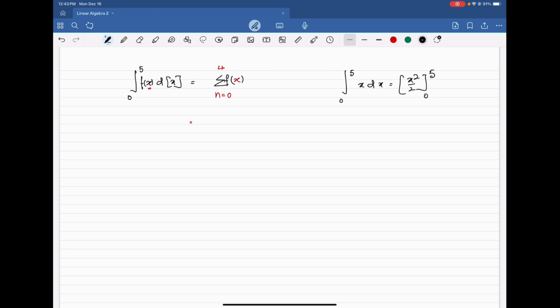Now you tell me, what will be the value of 0 to 5? This will be function 0 plus function 1 plus function 2 plus function 3 plus function 4. Now you tell me, what is the value of 0 to 5 x d box x? It will be, this is the function x. Here in this problem, function x will be, function 0 will be.